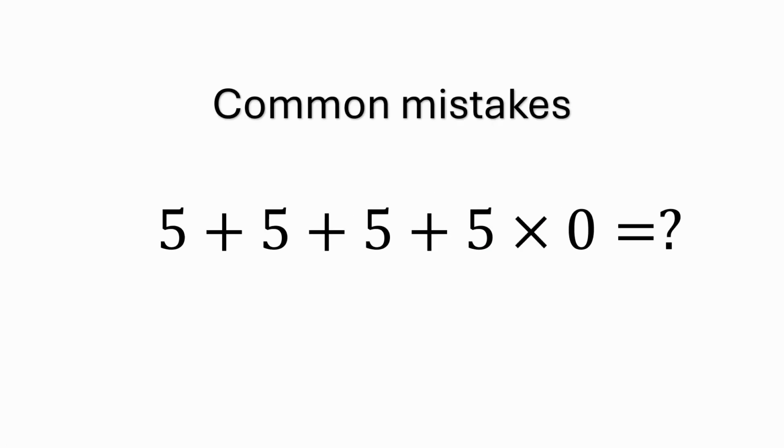Now, what are some of the common mistakes? I've already hinted at one: people blindly solving left to right. I keep hearing people say, back in my day, if you didn't have parentheses, you just solved left to right. I guarantee you that's not true. I can show you the textbooks, and nobody was ever taught to blindly solve left to right. 5 plus 5 plus 5 plus 5 times 0 is not 0.